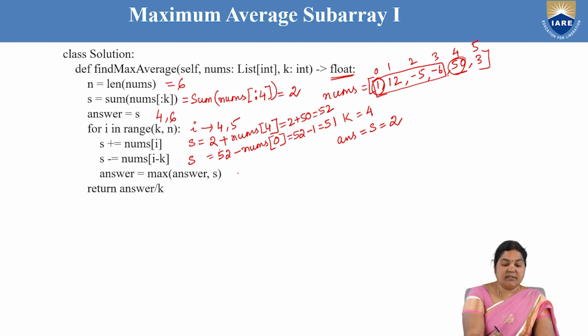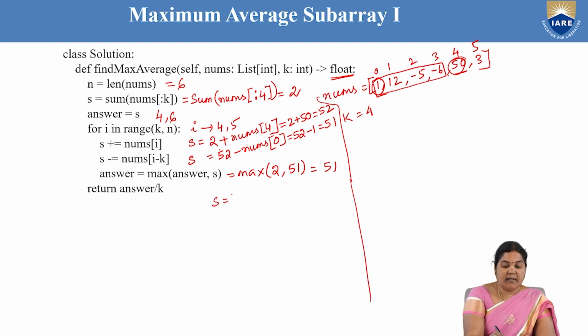Now, what is your answer? Answer is equal to max of earlier answer 2 and new answer 51. What is the maximum? It is 51. Second time, i value is equal to 5. Again find out s. s is equal to s plus nums of i, which is 51 plus nums of 5. What is nums of 5? It is 3. So it is 51 plus 3, which is 54.